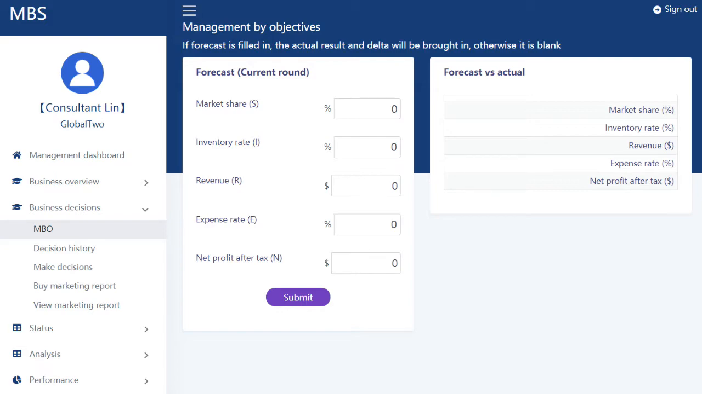Now please refer to the screen in front of you. You may find an item MBO in the middle part of the left column. Just press it and you will get a 5 index in the middle column. Separately, they are market share, inventory rate, revenue, expense rate, and net profit after tax. These are just the SIREN index that we keep mentioning again and again in this course.